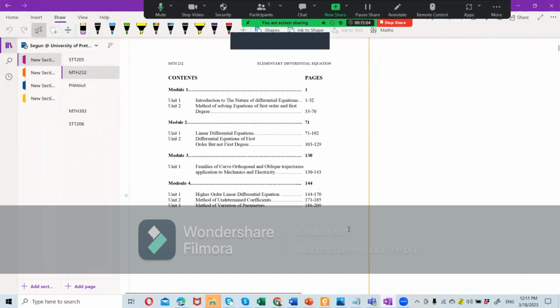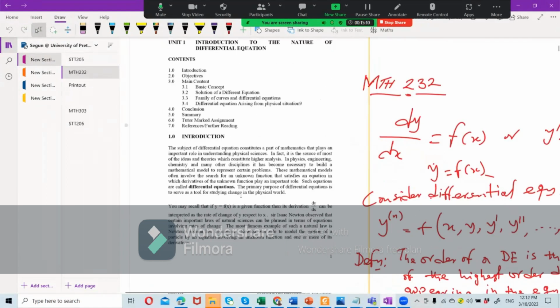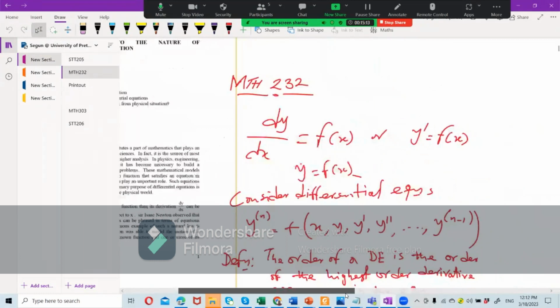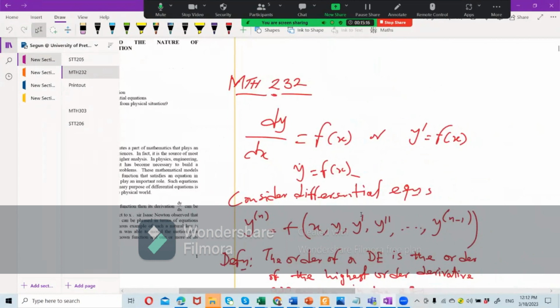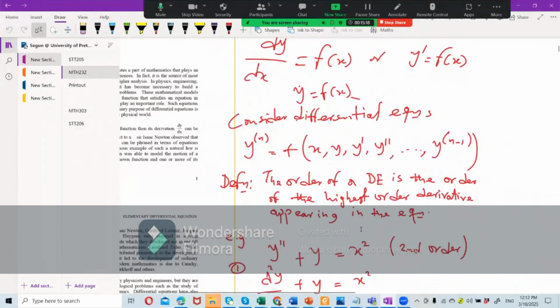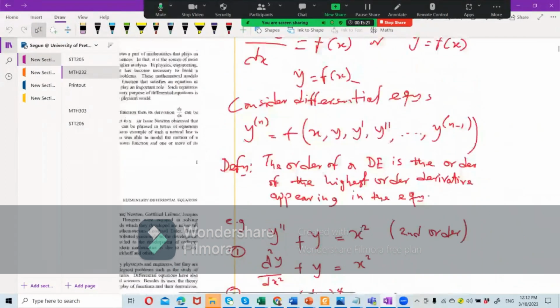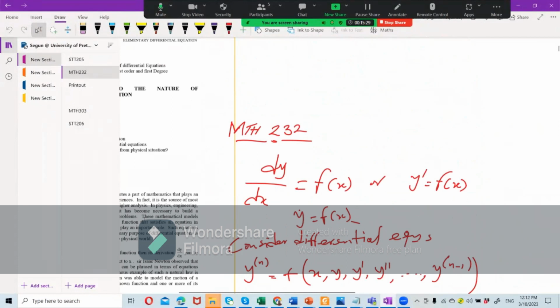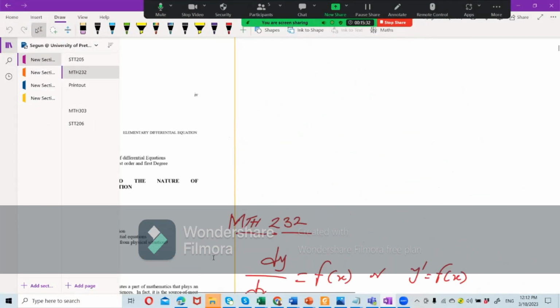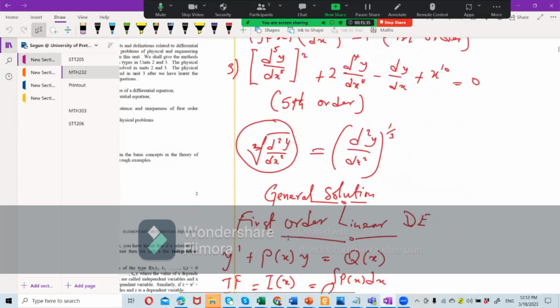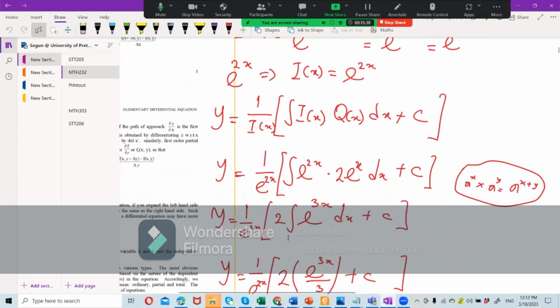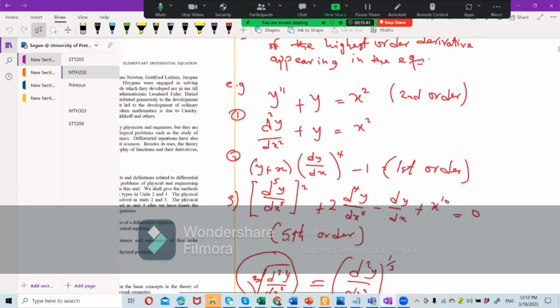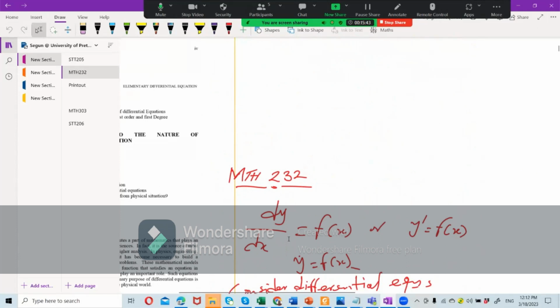So without much ado, I will just continue from Module 1, and we'll be talking about some of those. Don't worry, I will write on the board. In this case, I'll be giving us some examples. Majorly, we'll base all this work on examples.